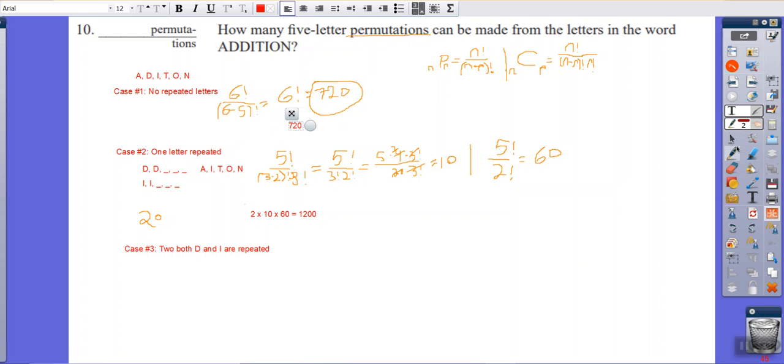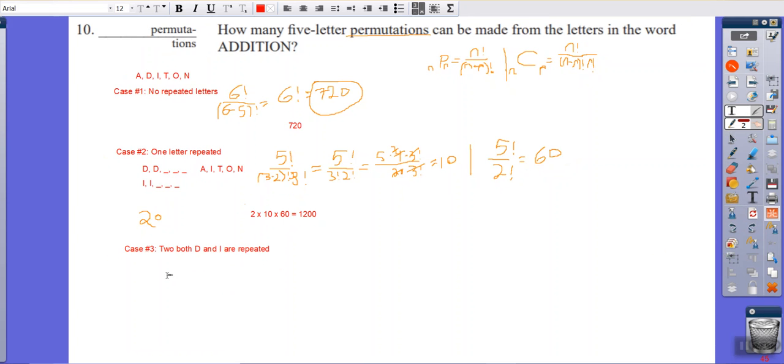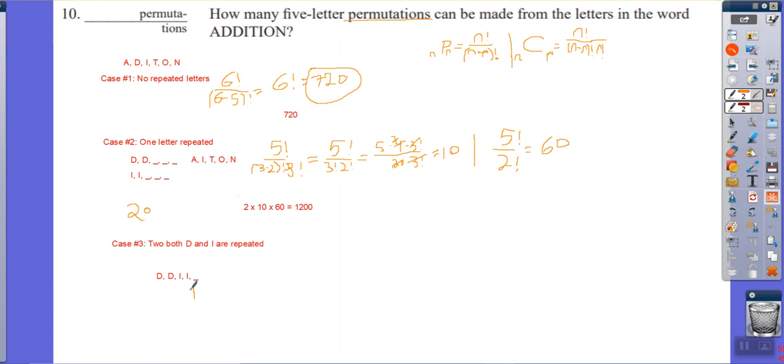And so then, moving on, what happens if we have them both doubled? Well, that means we're going to have a D, another D, an I, another I, and some other letter. I don't know what letter that is. And remember, I also have to worry about scrambling them. So how many different letters can go here? And this is going to make life much easier. Well, I can only have 4 different letters going here, right? I have the A, the T, O, and the N.